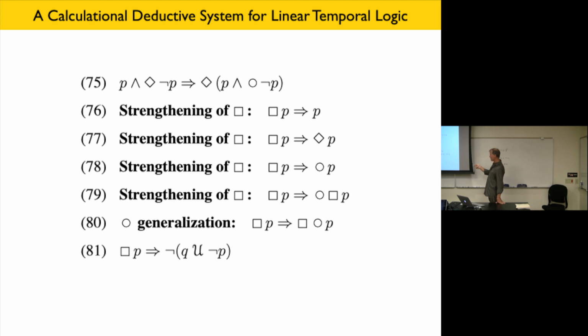Look at all the stuff that always P implies. I mean, it's really strong. If you say always P, that's pretty strong, right? And so always P implies P, always P implies next P, always P implies eventually P, always P implies next always P, and etc. like that.